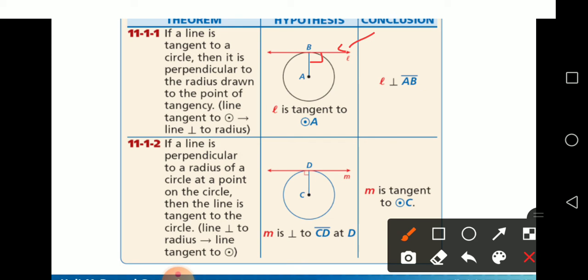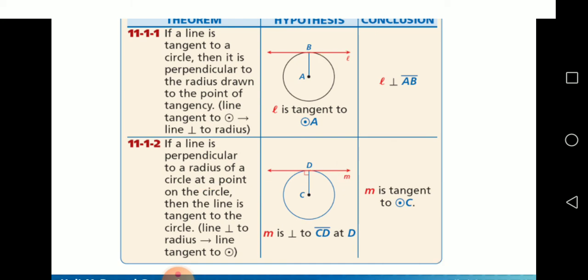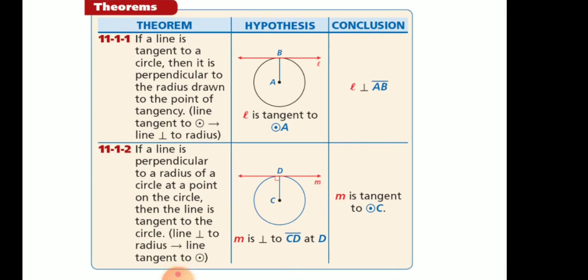And vice versa: if the radius is perpendicular to a line outside the circle, and very important, the line intersects the circle at one point, then this line is called a tangent to circle C.